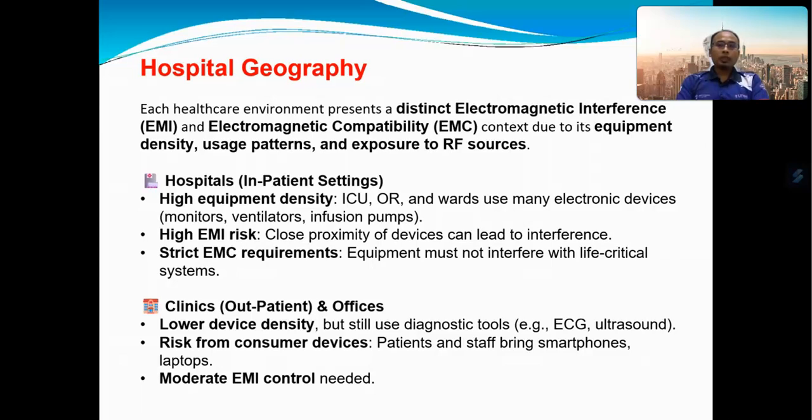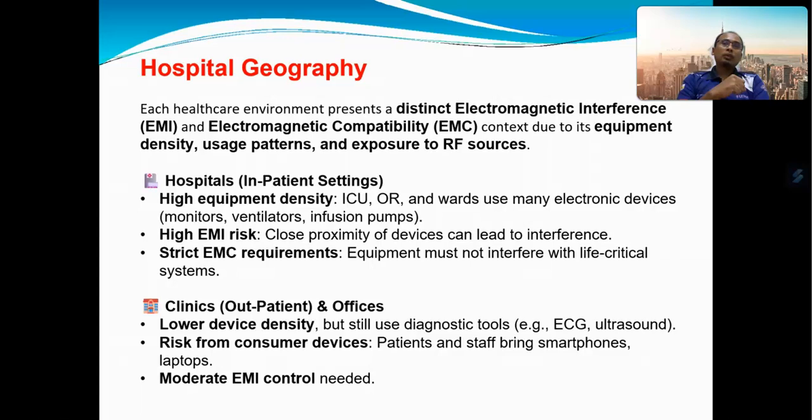The first one is the equipment density: how many devices are used in that particular area or in that particular room. Then we have to look at the usage pattern: who is using that medical device? Is it used for intensive care unit patients, or is the medical device used for outpatient subjects? And the last one, you need to consider the exposure to RF sources.